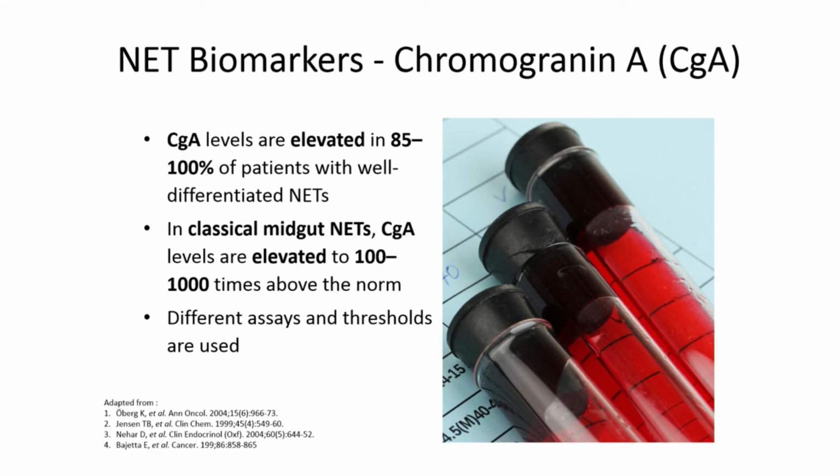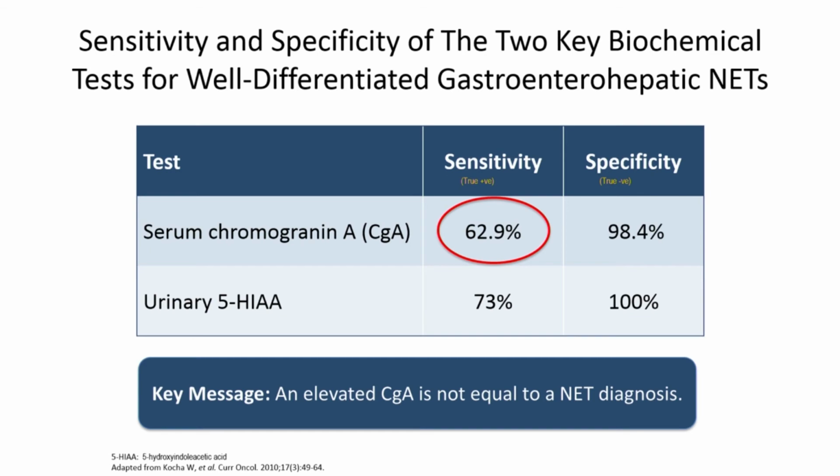So what about other biomarkers? Going back to our case, we did this test called the chromogranin A. It's highly sensitive and specific for neuroendocrine tumors, and this is available routinely across the country. And this is the sensitivity and specificity of chromogranin A and urine 5-HIAA. So these are two tools that we use.